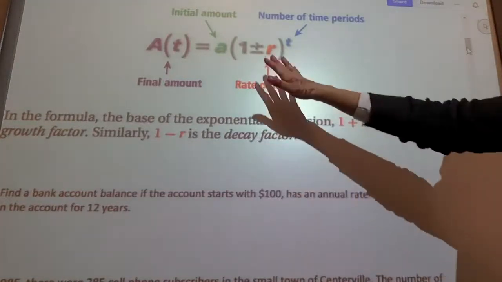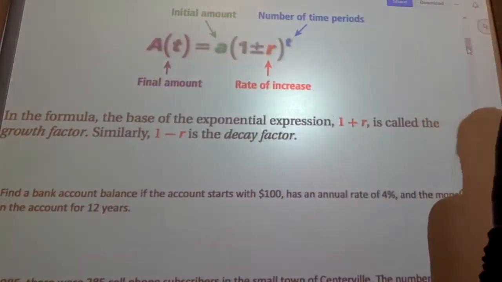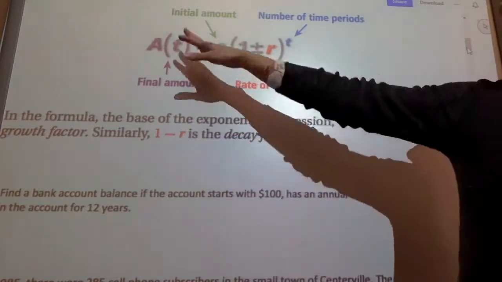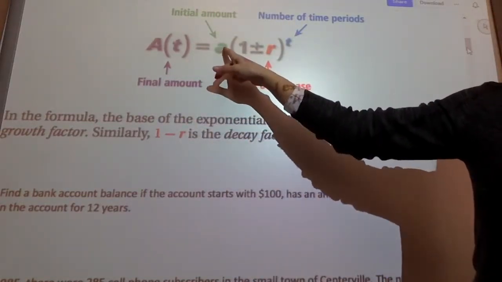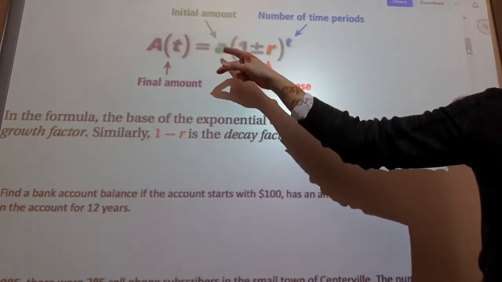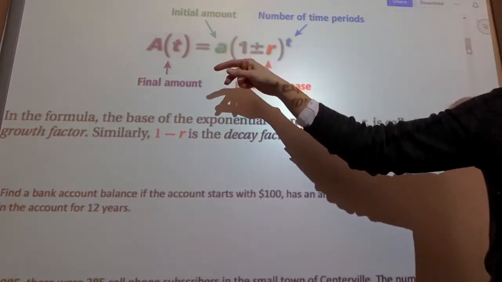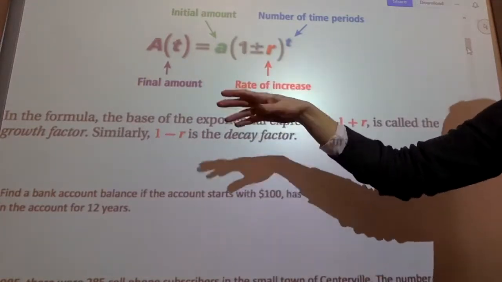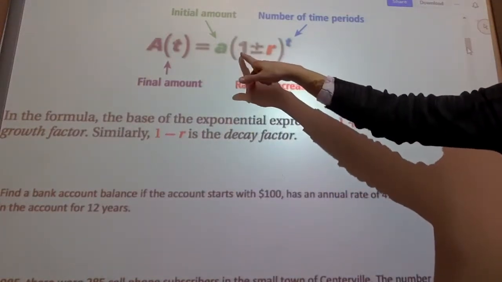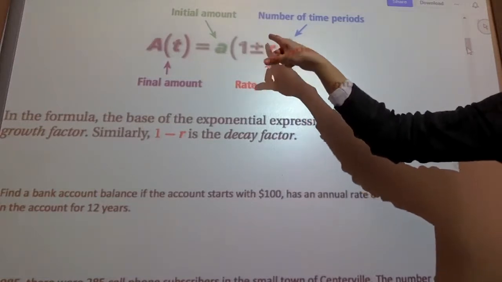Okay, so here's the formula of how to write an exponential function. So you can see how everything's labeled. A is your initial amount. What are you starting with? Are you starting with $50? Are you starting with 100 people? What are you starting with? Your initial amount. You always have a 1 here, and then you choose plus or minus.